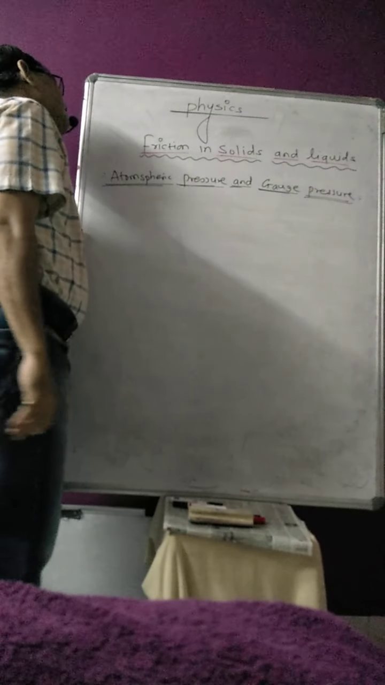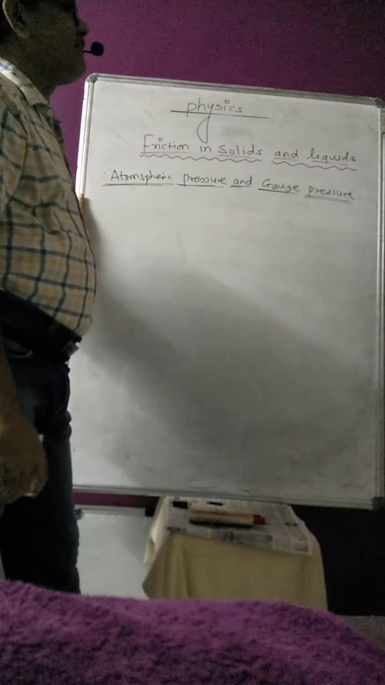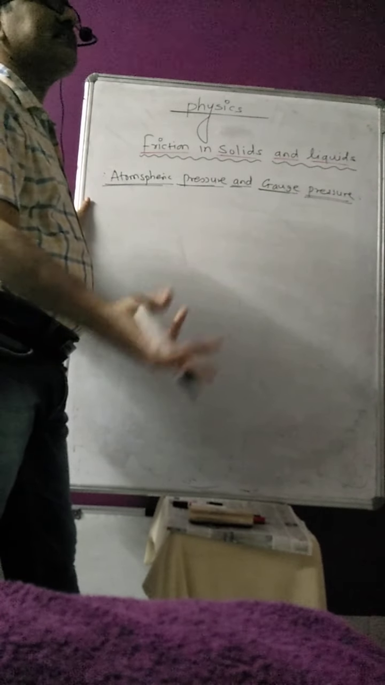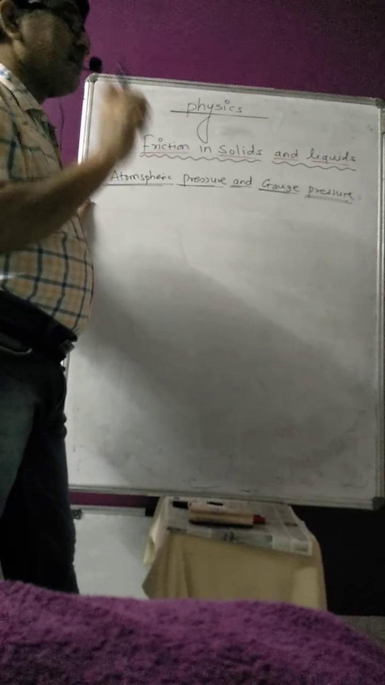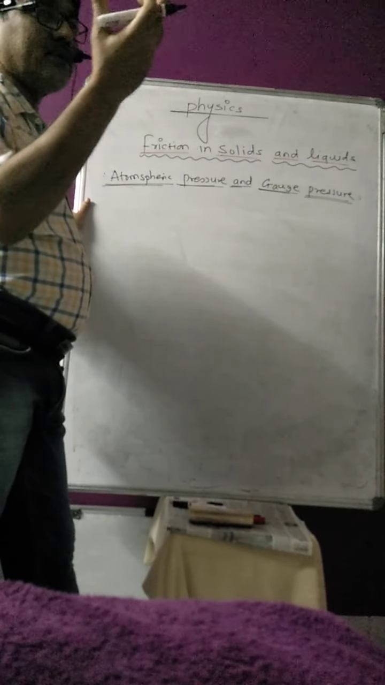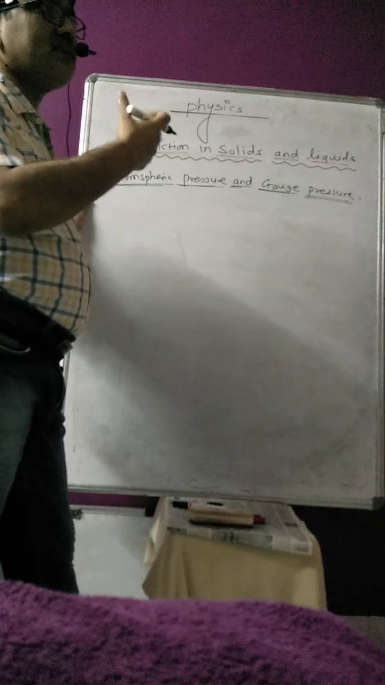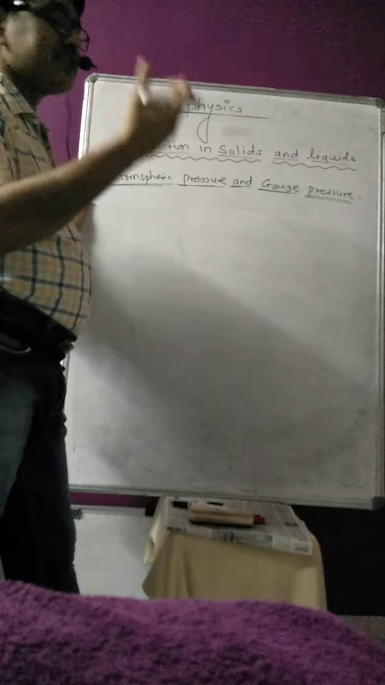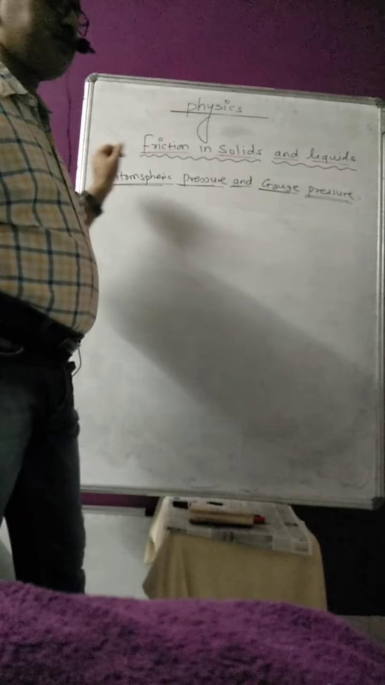Sir, what is atmospheric pressure? Actually, pressure exerted by the atmosphere is called the atmospheric pressure. In simple language, around our earth there are gases, and these gases around the earth produce the atmosphere. When this atmosphere exerts pressure, that is called the atmospheric pressure.